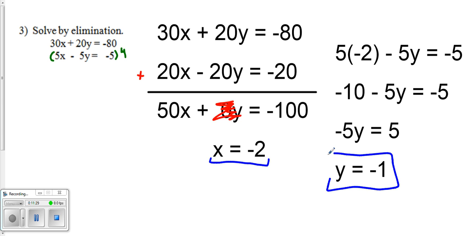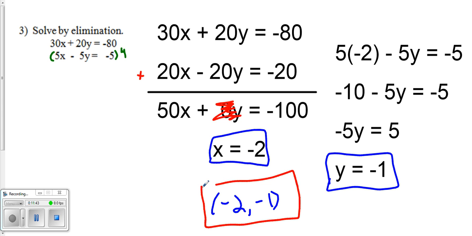This then is going to be our solution. X equals negative 2, y equals negative 1, and we can write it either as x equals, y equals, or as that coordinate point, negative 2, negative 1. If these two were both graphed out as lines, this is where they would cross.